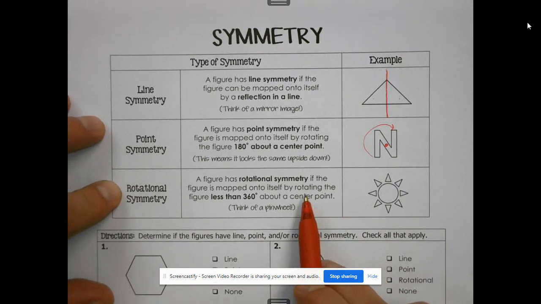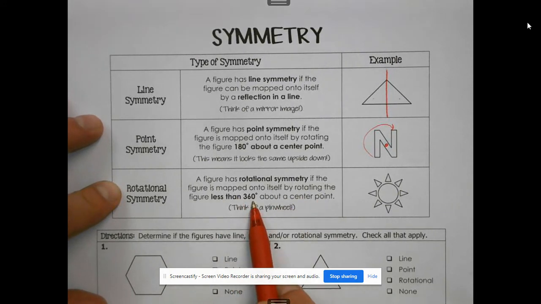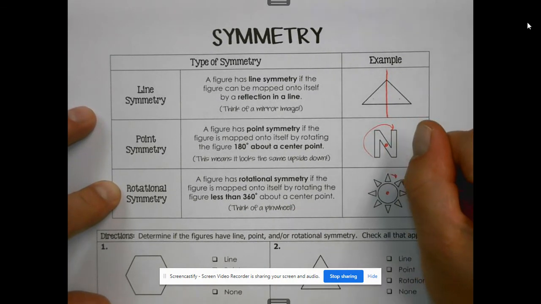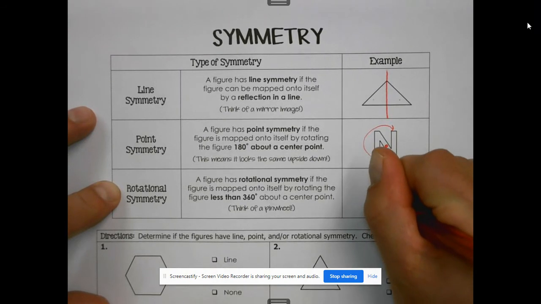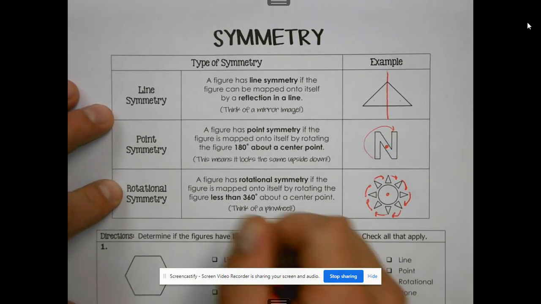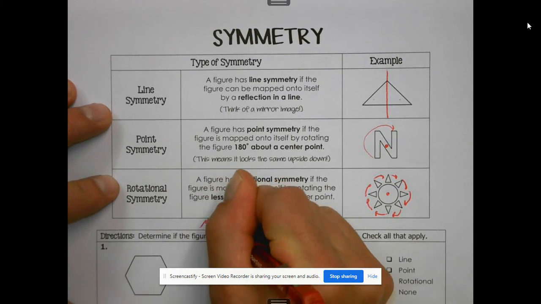Rotational symmetry. A figure has rotational symmetry if the figure is mapped onto itself by rotating the figure less than 360 degrees about a center point. In other words, how many times can I rotate this to get it back? If you check out the sun, yes, it has rotational symmetry for sure. But I want you to add what's called magnitude to rotational symmetry.